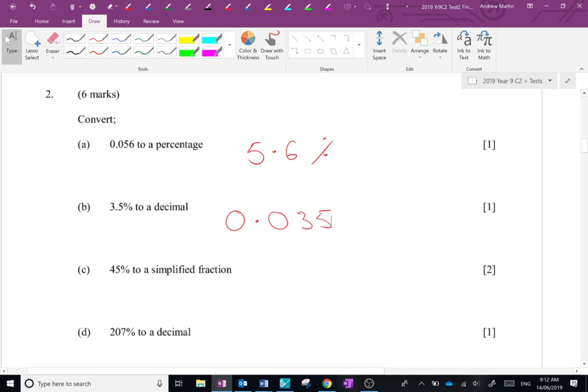45% to a simplified fraction. So we know that that would just be 45 on 100, but we need to simplify that. 45 and 100 can both divide by 5. 45 divided by 5 would give us 9. 100 divided by 5 would give us 25.